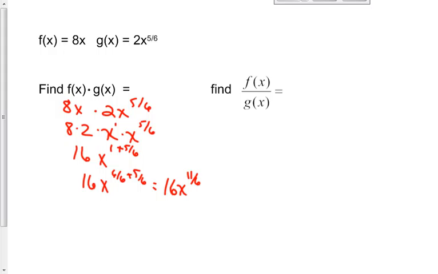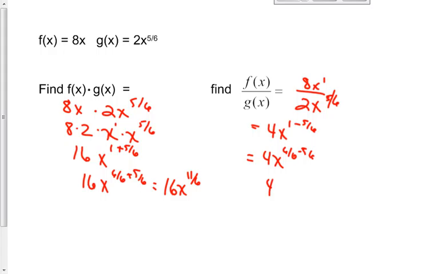F divided by g, 8x over 2x to the 5/6. Again, remember you've got x to the first. 8 over 2 will give you 4, and then x raised to the 1 minus 5/6. 4x to the 6/6 minus 5/6. 4x to the 1/6.